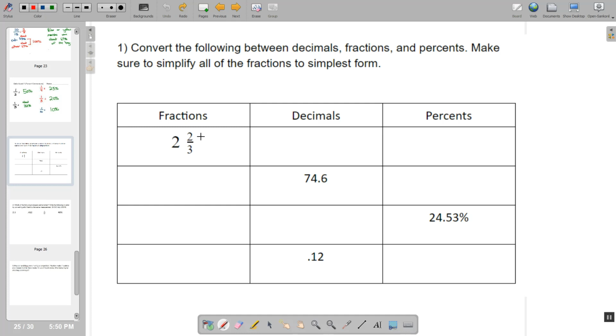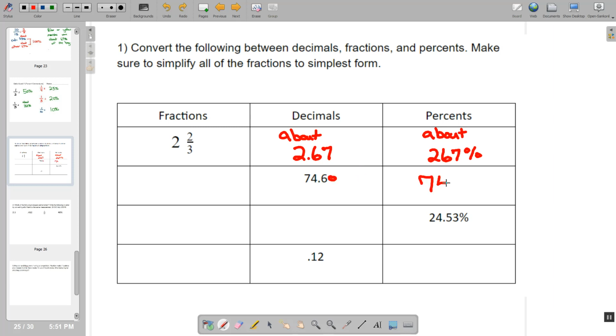For our first fraction, we have one of those fractions we're supposed to have memorized. 1/3 is about 33%, so 2/3 is about 67 hundredths, which is about 67%. Down here, we have our decimal, 74 6/10, which is the same as 60 hundredths.